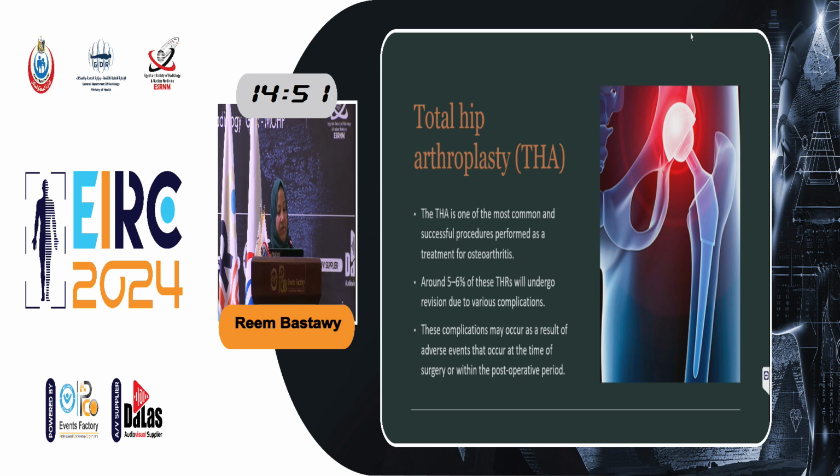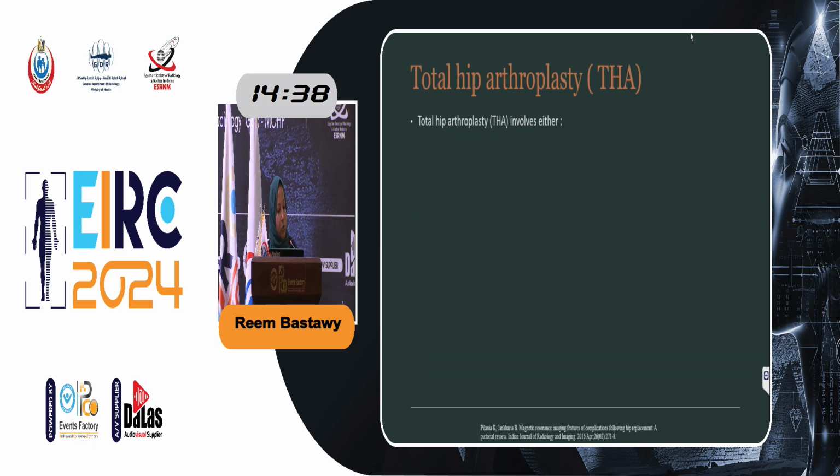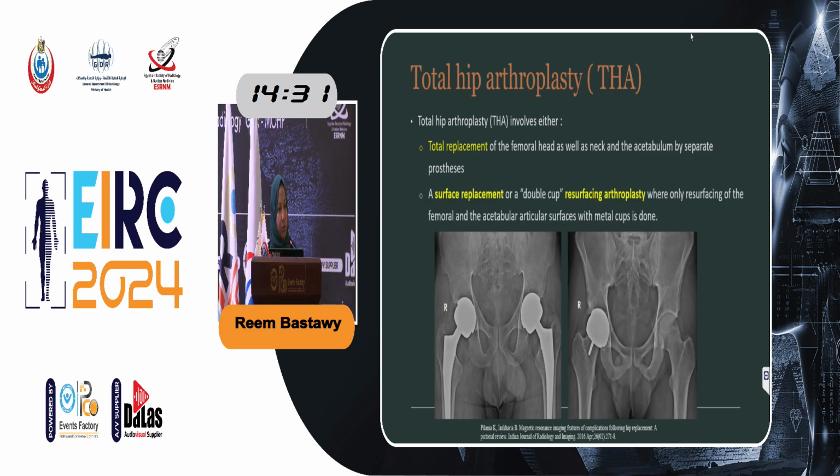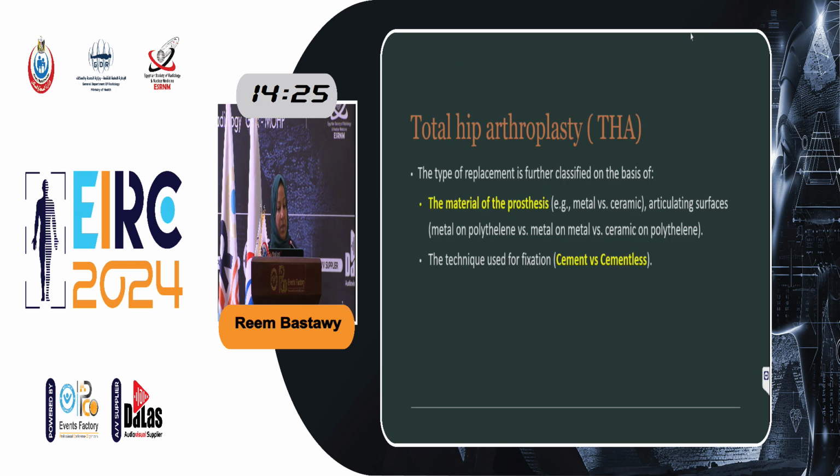around 5% of these total hip replacements will undergo revision due to various complications. These complications may occur as a result of adverse events at the time of surgery or in the post-operative period. Total hip arthroplasty involves either total replacement of the femoral head and neck and acetabulum by separate prostheses, or resurfacing arthroplasty with resurfacing of the acetabular and femoral articular surface with metal cups.